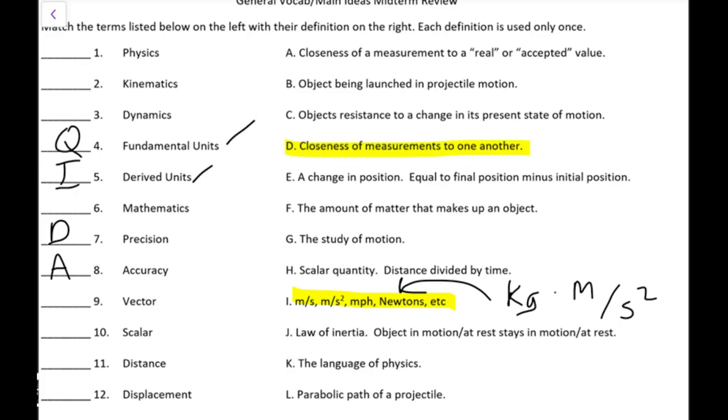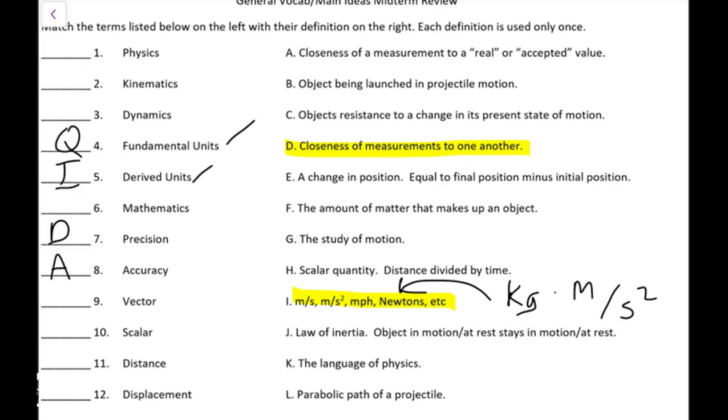So the reason why precision is closeness of measurements to one another is an experiment can be thought of as being precise if you do it many times, and all of the times you measure it, it's about the same thing. You get the same number as a result. So let's say we're measuring the length of a stretched spring. We measure it 5 times with the same weight, and we get the same distance stretched within a couple millimeters. That would be very close together, so that would be considered very precise.